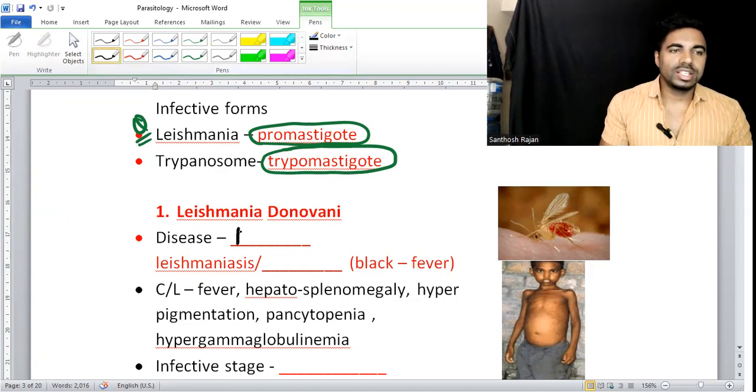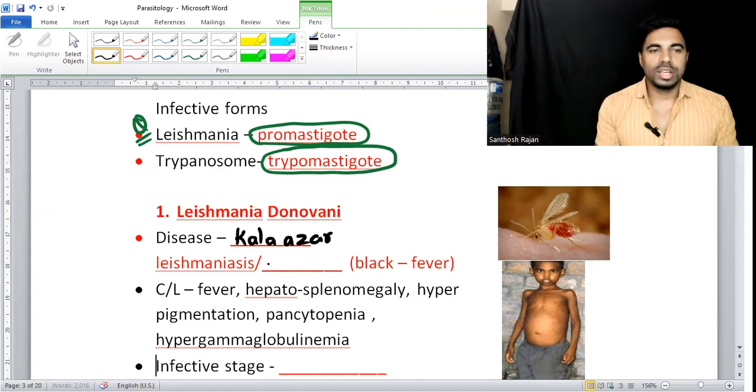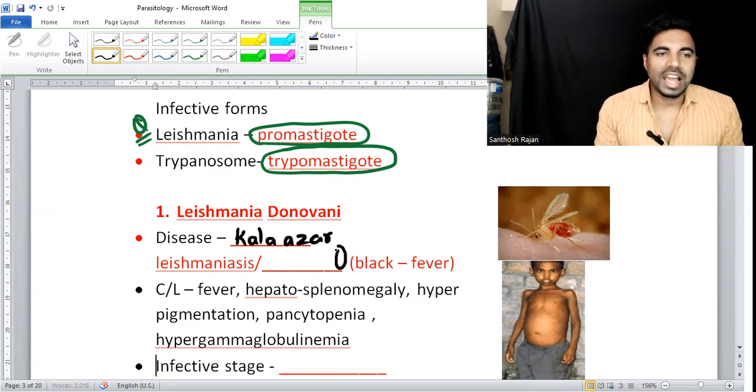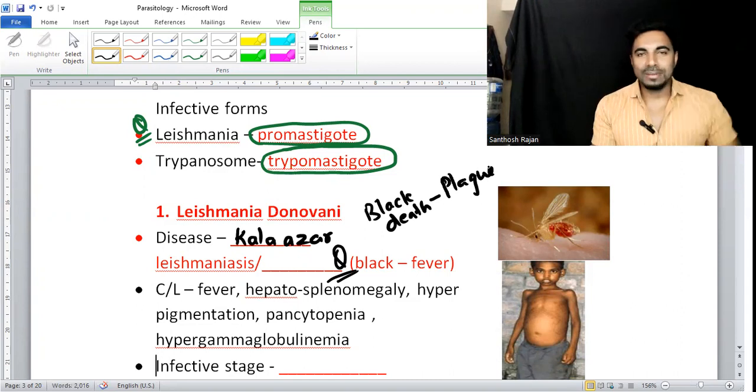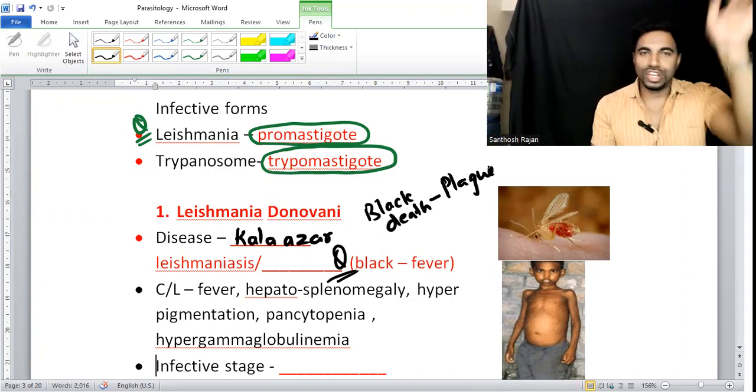So, what is the disease? It is Kala-Azar, also called leishmaniasis. Another name for this is black fever, not the black death. Black death is seen in plague, caused by Yersinia pestis. That's a different story, with Weissenstein, stalactite growth and ghee broth for Yersinia pestis. Don't confuse.